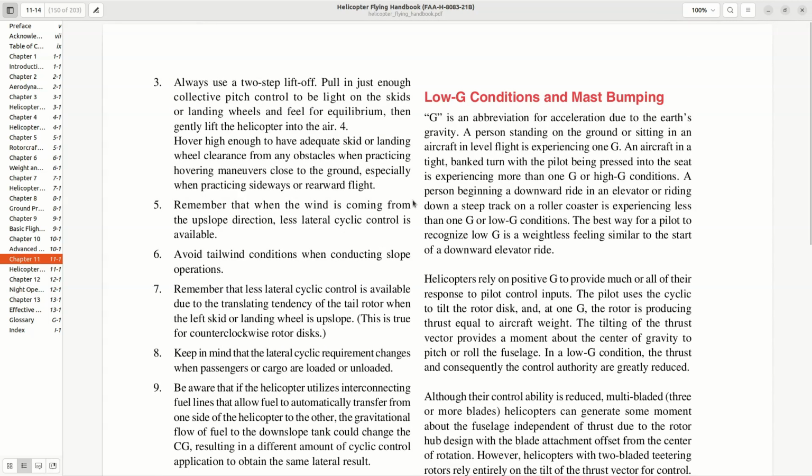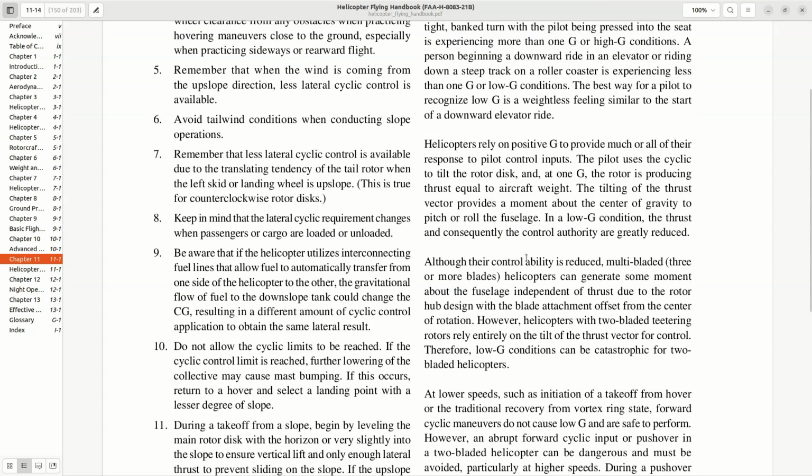Okay, other conditions. And if you're flying a Robinson, you really need to know about this. Low G conditions and mast bumping. So if you have a two-rotor system, a semi-rigid system like you would find in the Robinsons, you have to be careful about low G maneuvers.